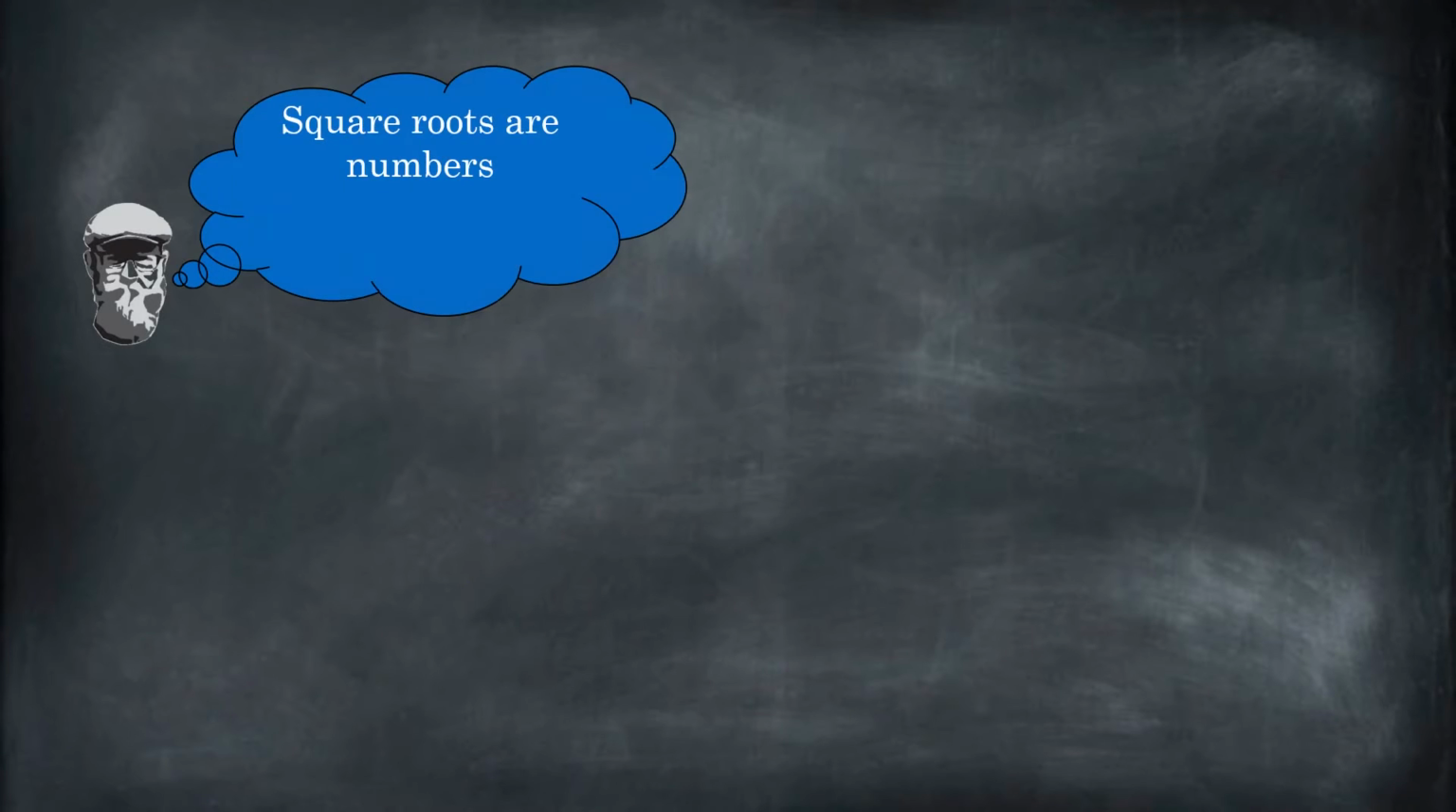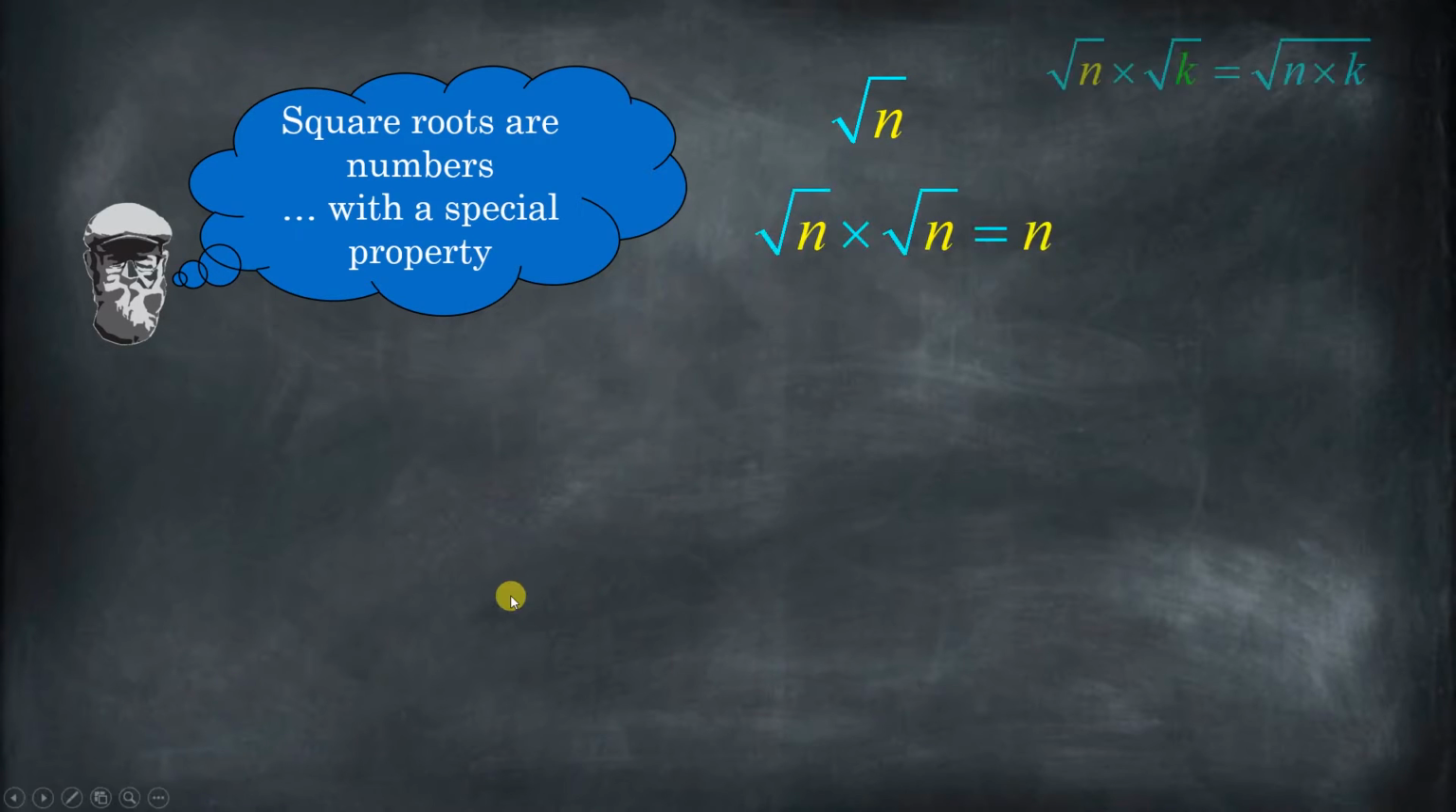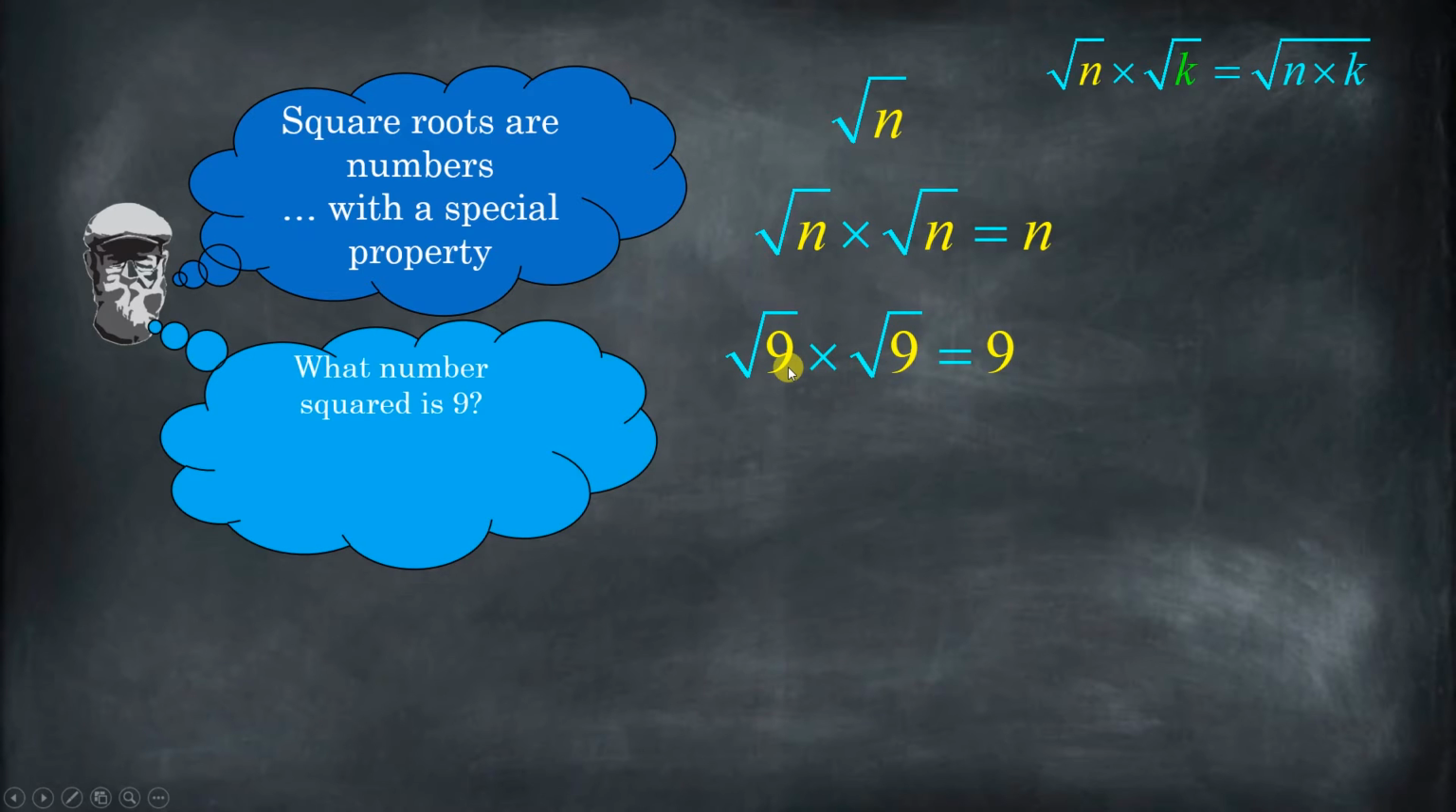Square roots are numbers. They are numbers with a special property. If you take a square root number and you multiply it by itself, the product is the radicand, right? The radicand is the number on the inside. However, if you take a square root number and you multiply it with a different square root number, what you get is the square root of those radicands multiplied. Do you see?